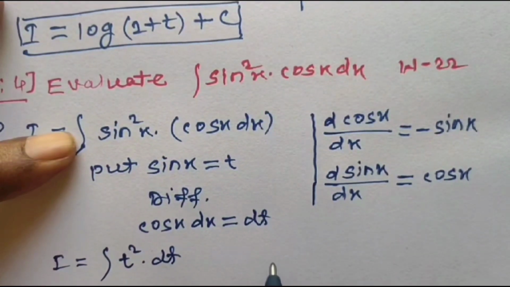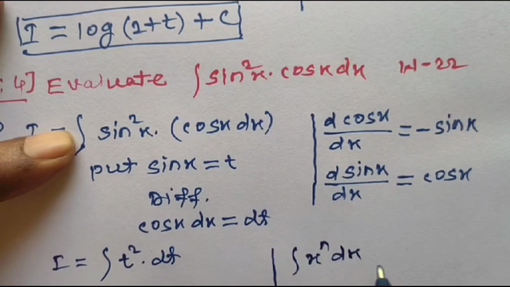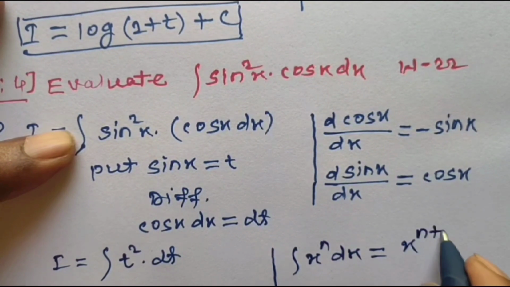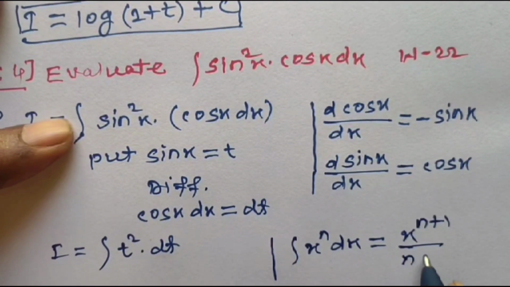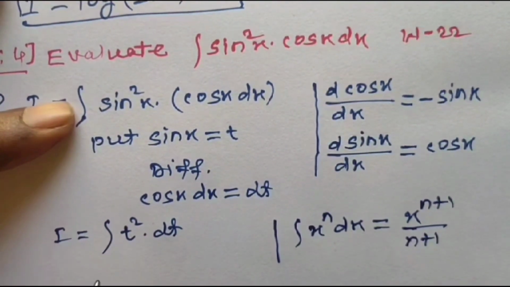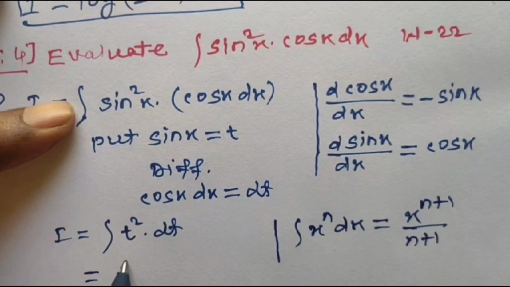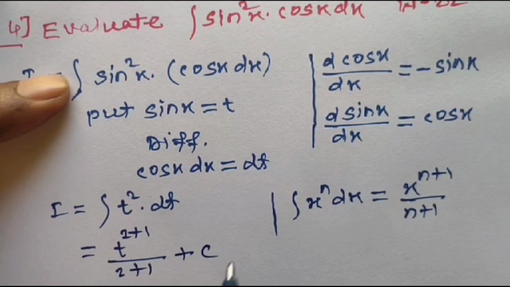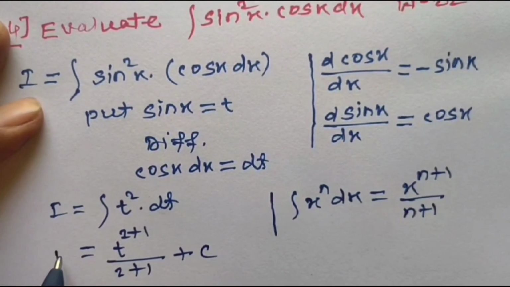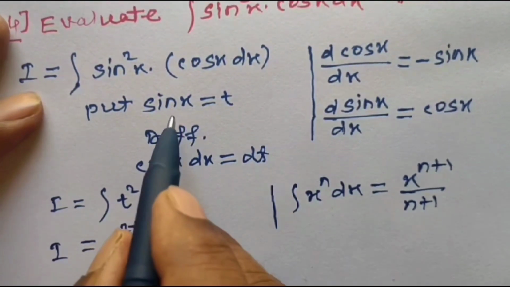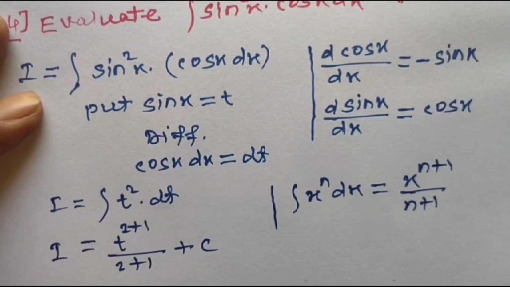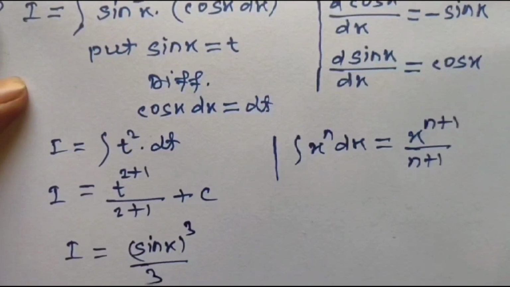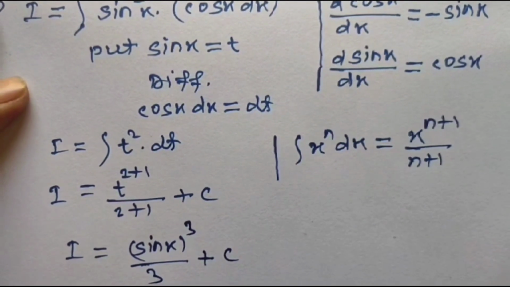And now the integral of t square, we know the standard formula: integral of x raised to n, with respect to x, is given by x to the power n plus 1 divided by n plus 1. Use this formula and get the integral of this. So this is equal to t to the power 2 plus 1 divided by 2 plus 1 plus integral constant c. But we want the result in the old variable x. So replace t by sin x. Hence I is equal to sin x to the power 2 plus 1, means 3, divided by 3 plus integral constant c. This is the answer.